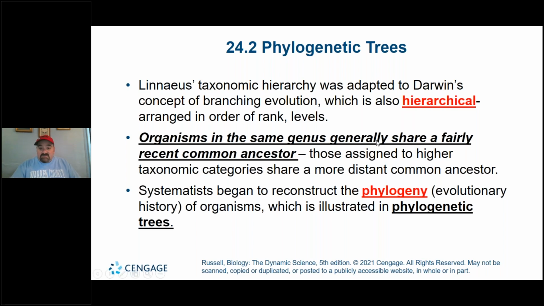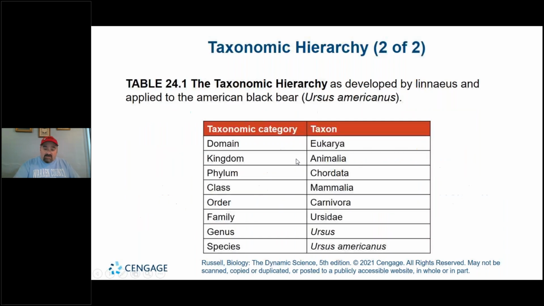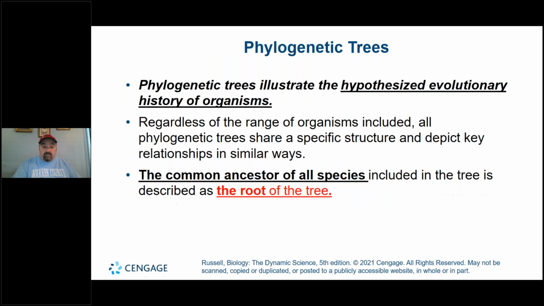Organisms in the same genus generally share a fairly recent common ancestry, right? And this makes sense, does it not? Because we're looking at the genus level. So domain is very diverse, but as we move down the categories, we become much more specific as far as the characteristics that would be present for each specific genus and then through the species themselves. Okay?